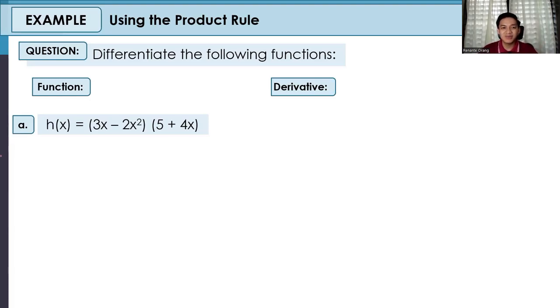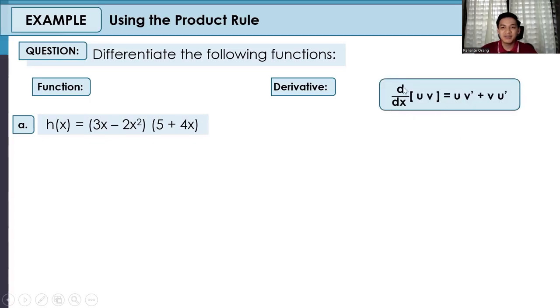For this example, we have two solutions. Pwede nating i-apply yung ating product rule and pwede din natin siyang i-expand and then differentiate. So, syempre, apply natin yung ating product rule, that is the derivative with respect to x of our function u multiplied by function v is equivalent to u multiplied by the derivative of our v plus our v multiplied by the derivative of our u.